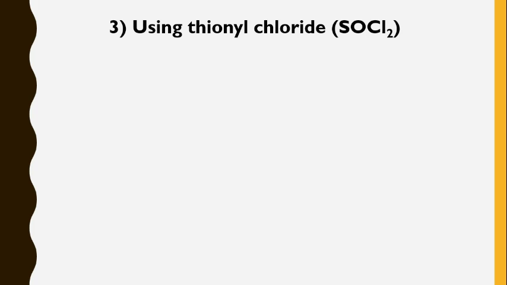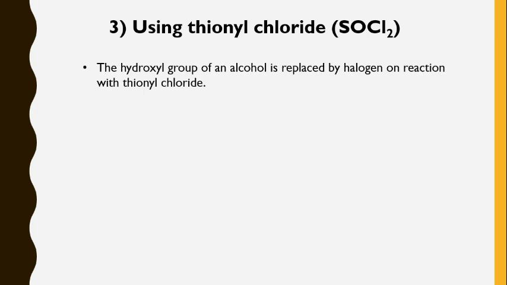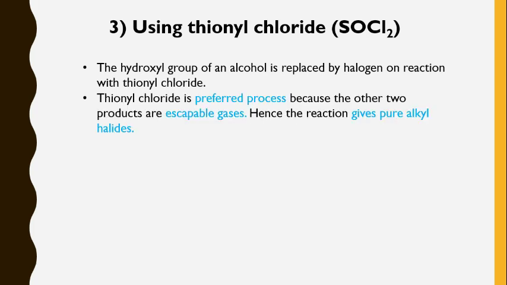Now we are going to see our third method using thionyl chloride. First, see the formula of thionyl chloride. It is SOCl2. Here also there is replacement of the OH group by halogen. Now, this is the most preferred method compared to the previous two methods. See why? Because the side products formed in this method are present in gaseous state, which means we get very pure products.